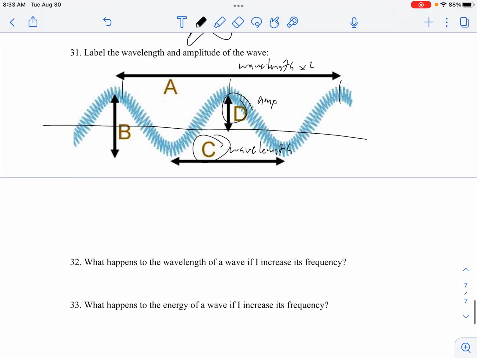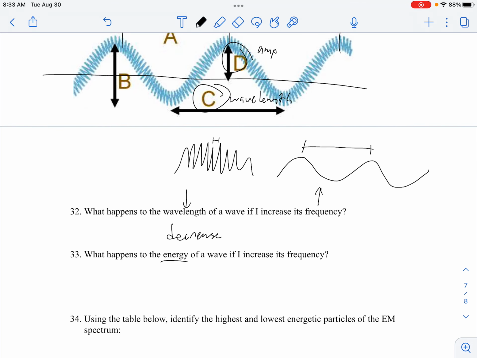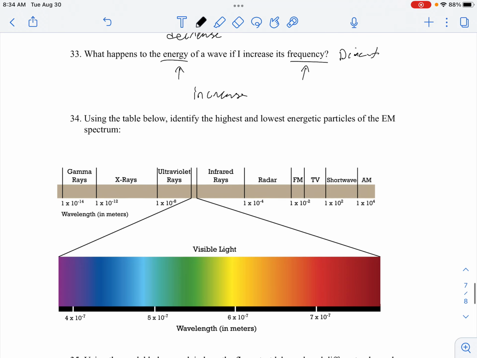Okay, what happens to the wavelength of a wave if I increase the frequency? Remember, they're inversely related. So if I increase the frequency, wavelength is going to go down. If I have a very low frequency, wavelength gets really big. So decrease. What happens to energy? Energy and frequency are directly related, which means if I increase the frequency, energy is also going to increase, and vice versa.